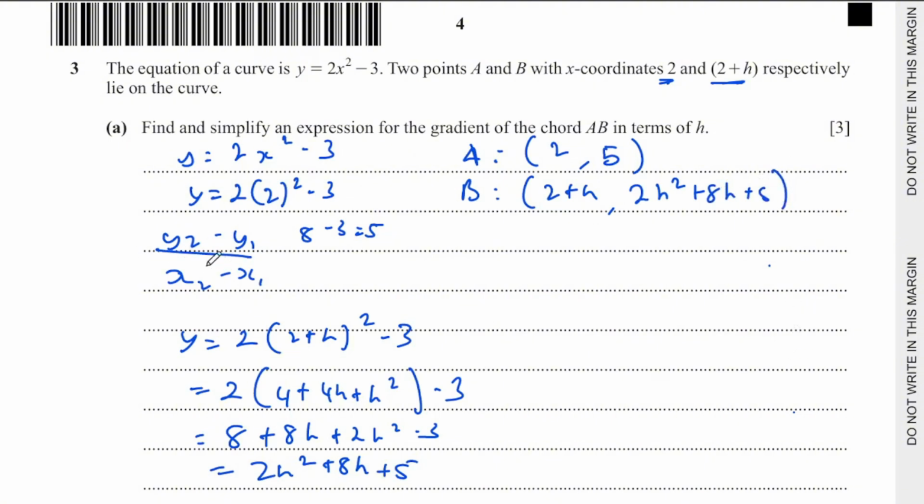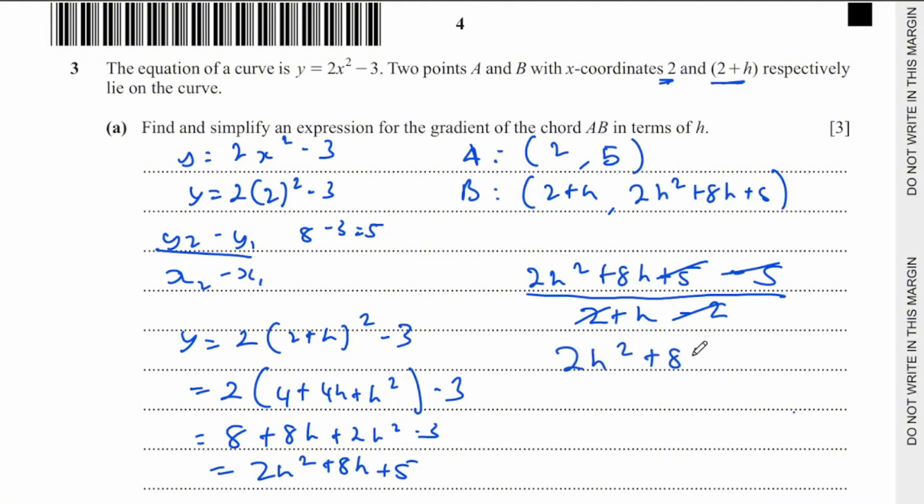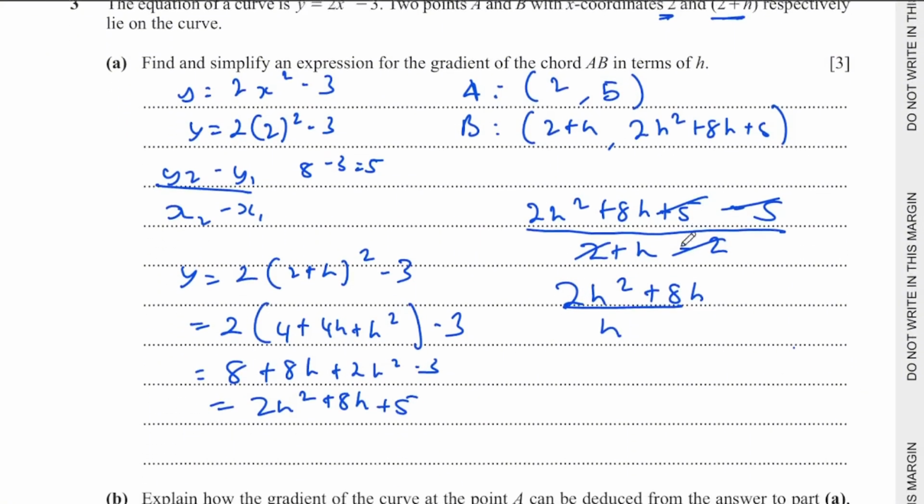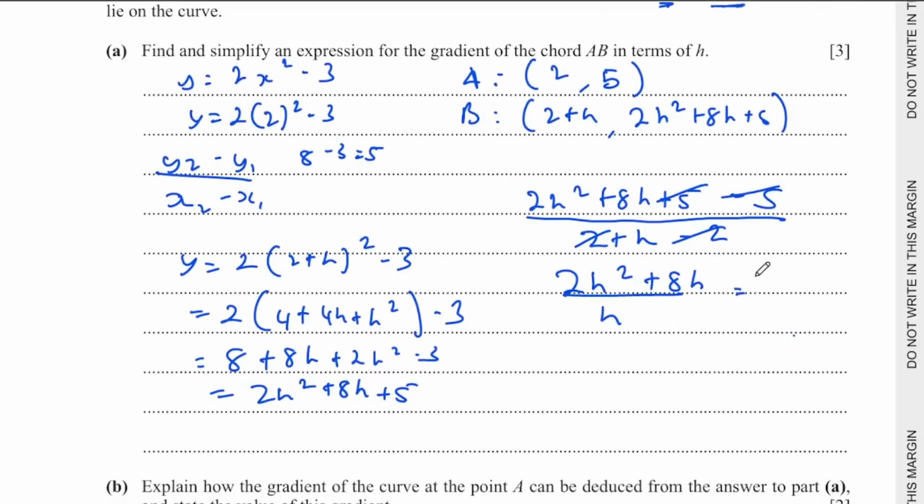Okay, then we can use this formula to find our gradient, which is just going to be 2h squared plus 8h plus 5 minus 5, over 2 plus h minus 2. And here these two are going to cancel out, these two are going to cancel out, and we end up getting 2h squared plus 8h over h, which you can just change into two different fractions. So 2h squared over h plus 8h over h, and we end up getting 2h plus 8 as our gradient.